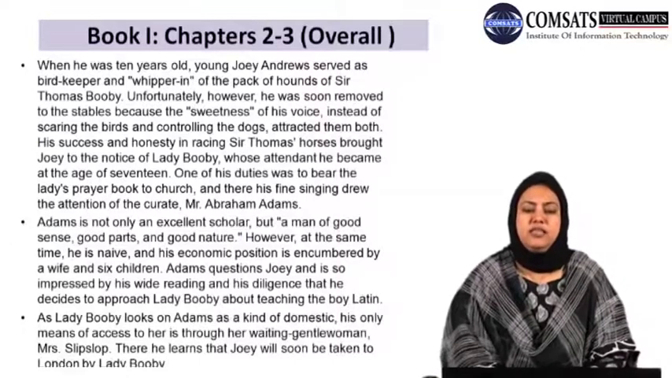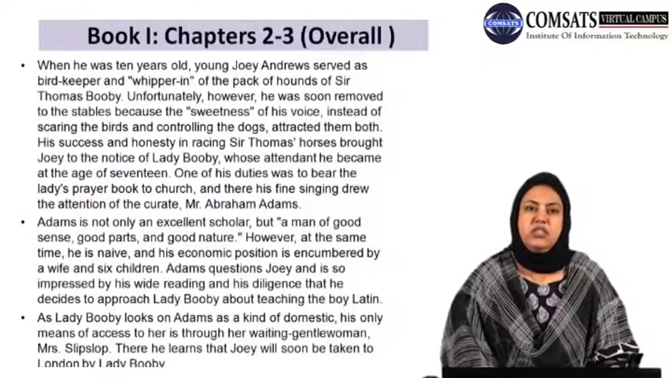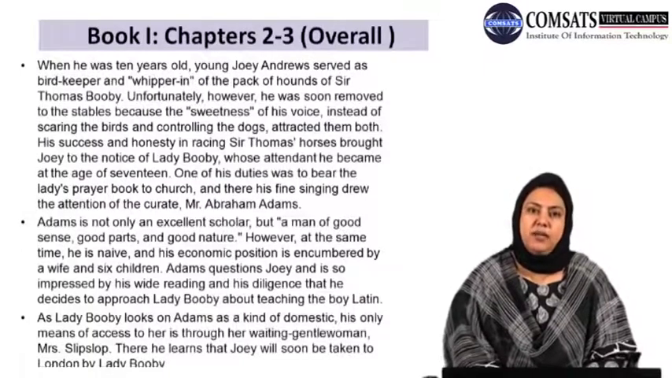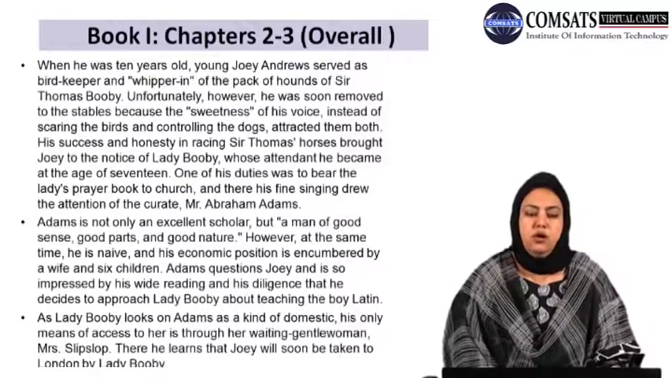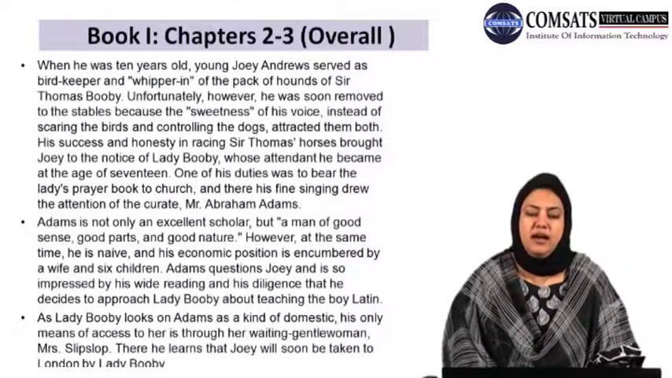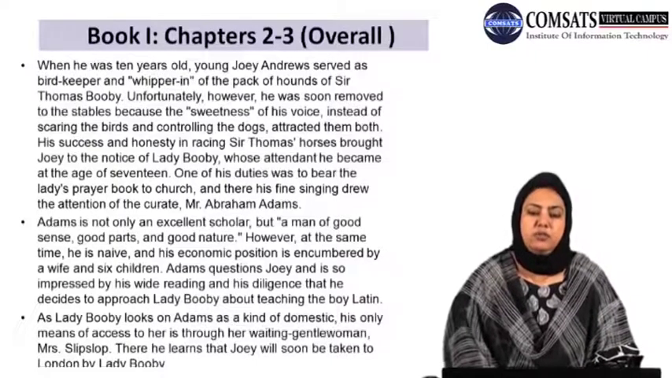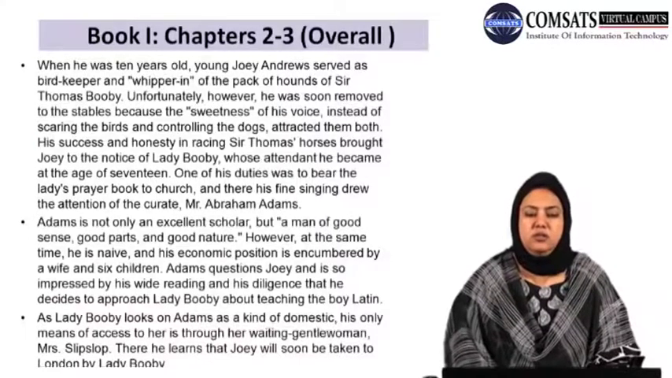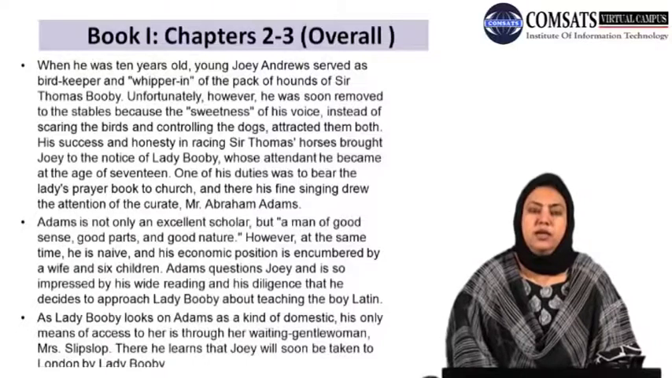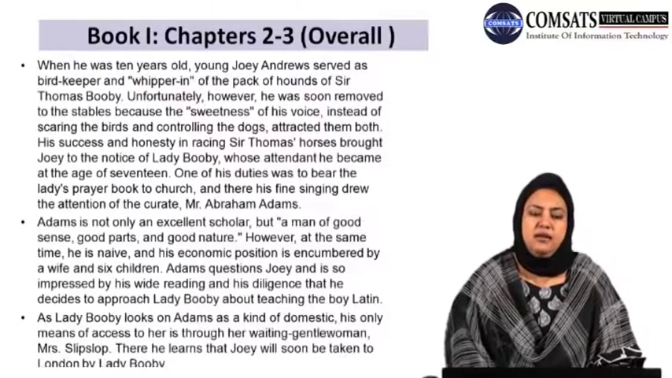Well, overall I would say that chapter 2 and chapter 3 shed light on some important aspects of the life of Joseph Andrews, the hero, of the life of Parson Adams and some other characters. So the important points related to chapter 2 and 3 overall, I would say, are that when Joseph Andrews was 10 years of age, he served as a bird keeper and whipper-in of the pack of hounds of Sir Thomas Booby. Do you remember Thomas Booby and Lady Booby?